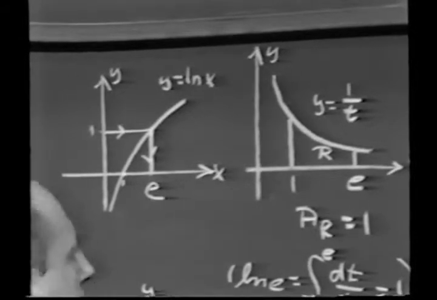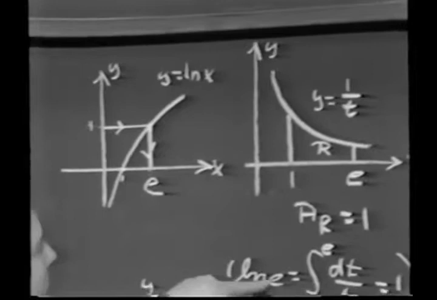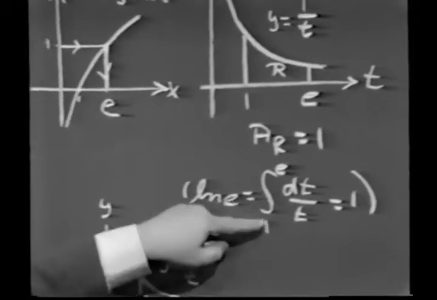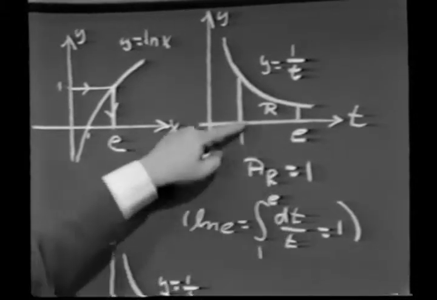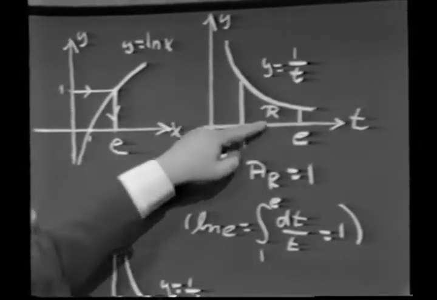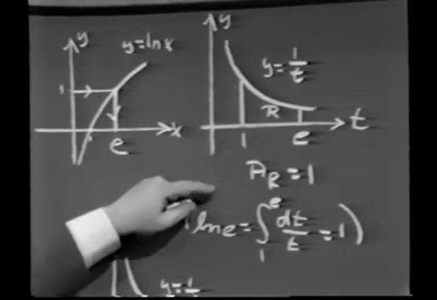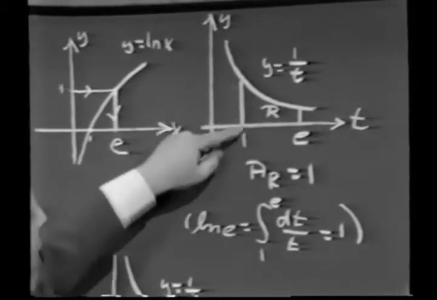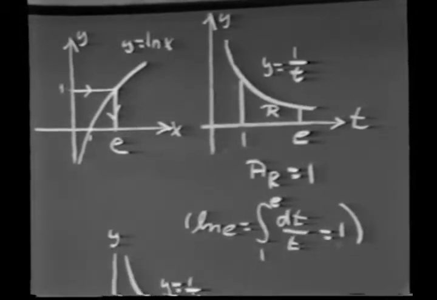If I wanted to use integral calculus, notice that the log of e by definition is what? The integral from 1 to e of dt over t. That's the area of this region R. Now what do I want e to be? I want e to be that number that makes this area 1. In other words, I want the natural log of e to be 1.